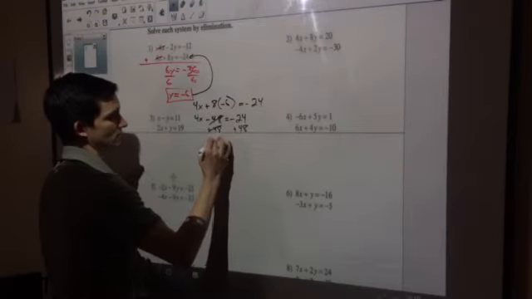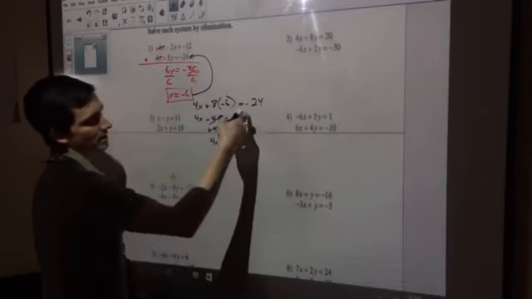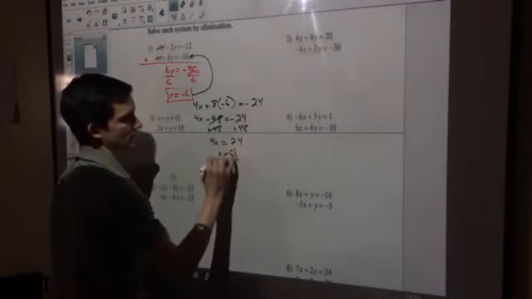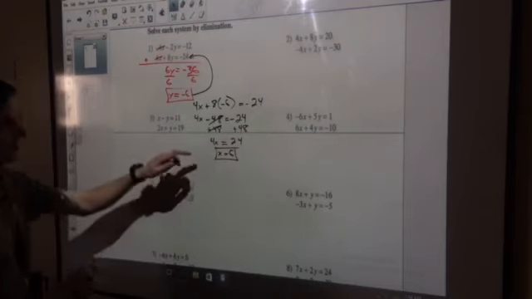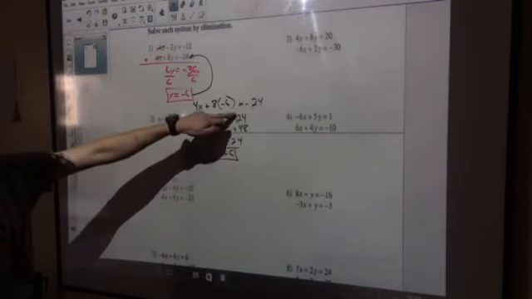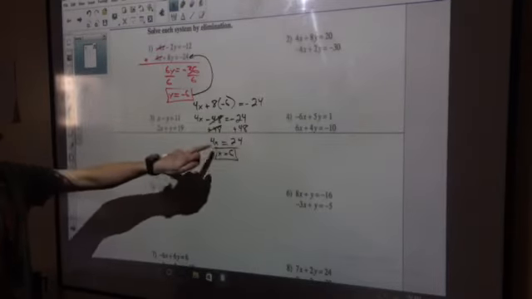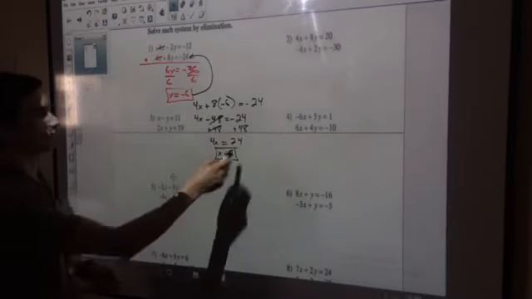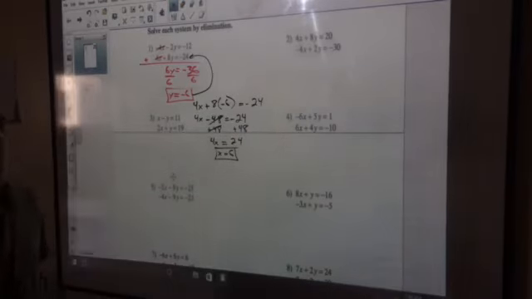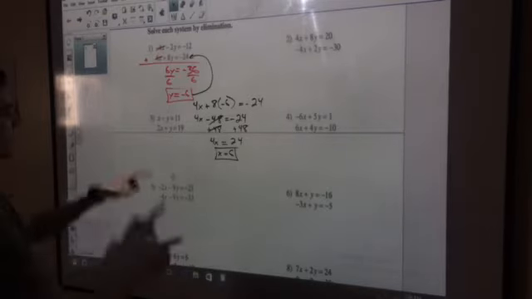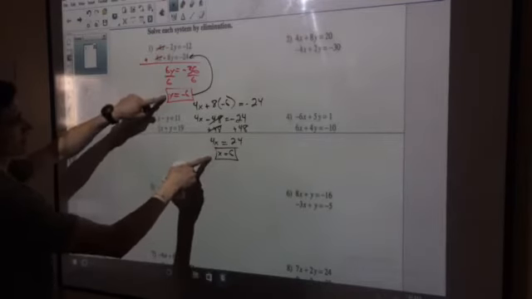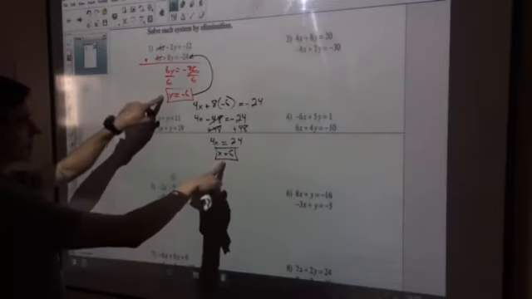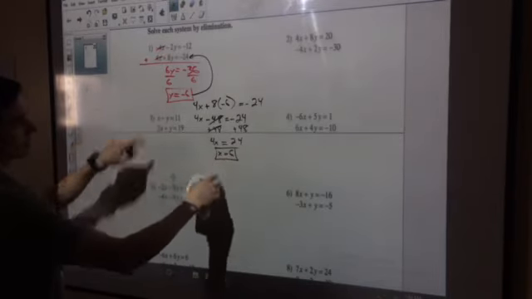Those cancel. So 4x equals 24. X equals positive 6. And I got that part. So negative 24 plus 48 is 24. 4x equals 24. I divide by 4 on each side. So 24 divided by 4 is 6. So here's my answer. X equals 6, y equals negative 6. So again, if I'm going to graph that, my two graphs are going to intersect at 6, negative 6.